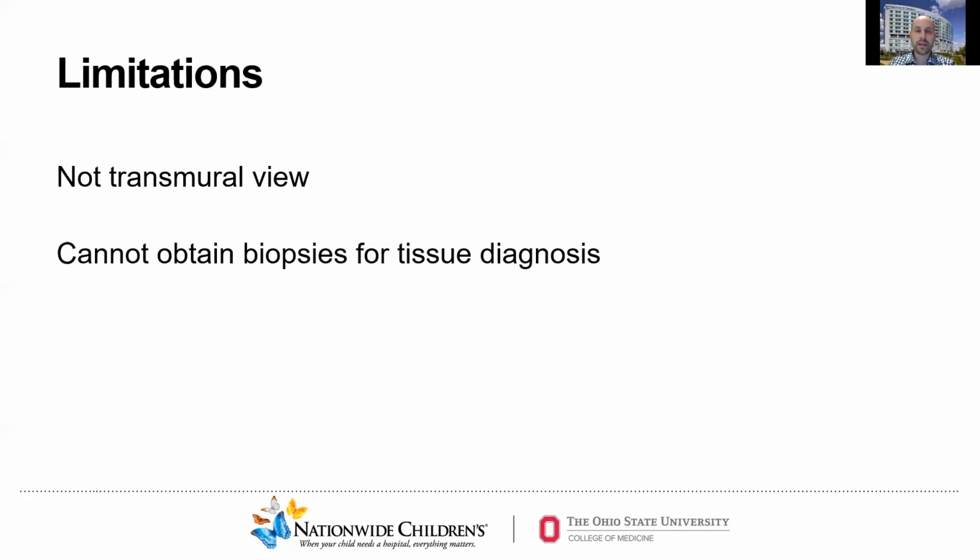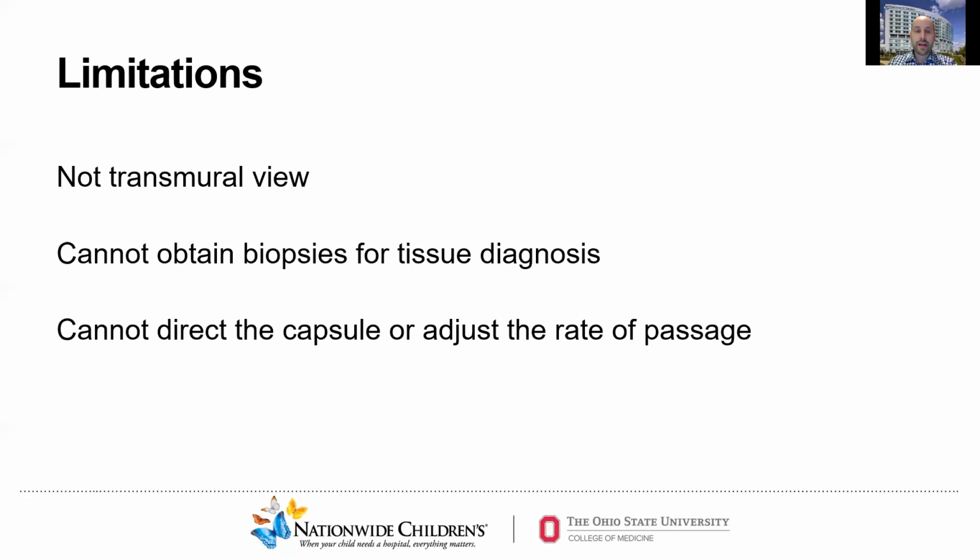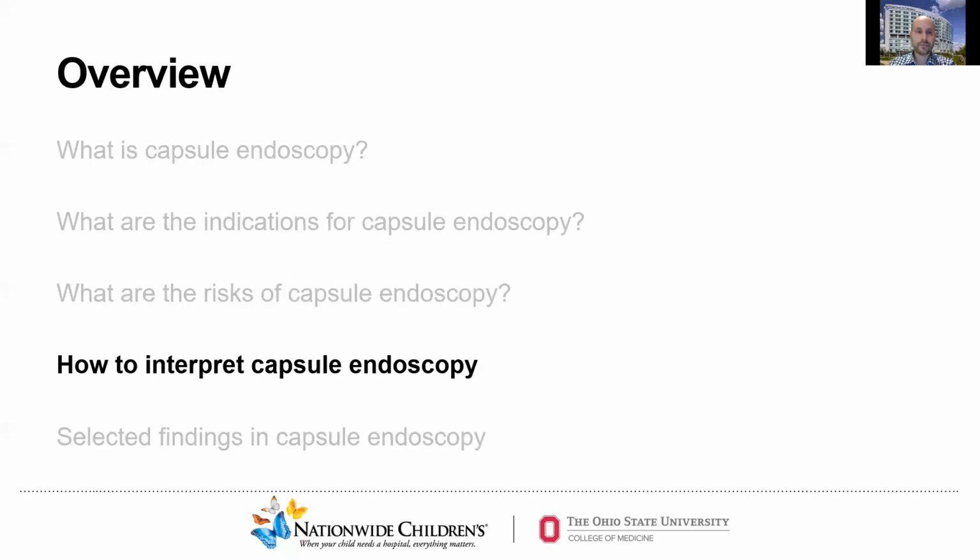Some limitations of capsule endoscopy. The capsule can only provide a view of the mucosa, and it cannot provide any transmural imaging. One cannot obtain biopsies with the capsule, and the capsule can only be used for diagnostic purposes. You can't direct or steer the capsule in any way or adjust the rate at which it passes. And there is a considerable amount of time needed to interpret a capsule, as we will mention in a few moments. So how to interpret capsule endoscopy?